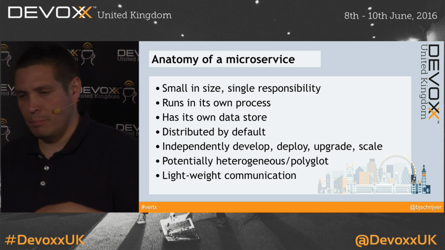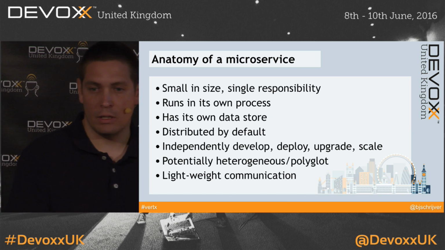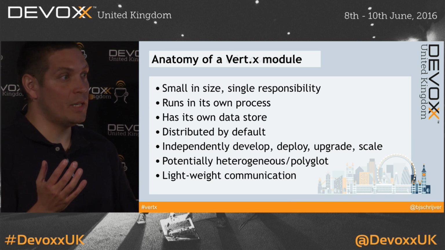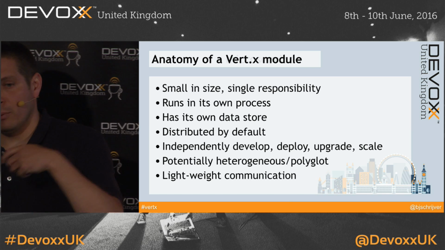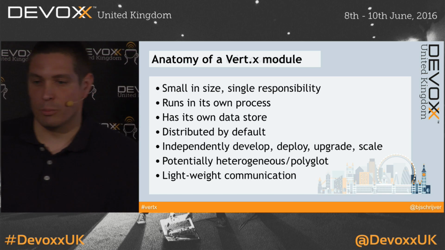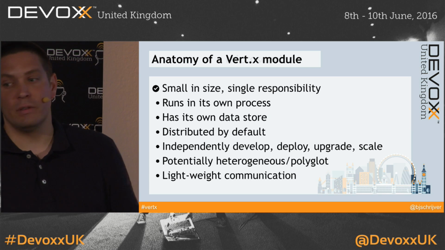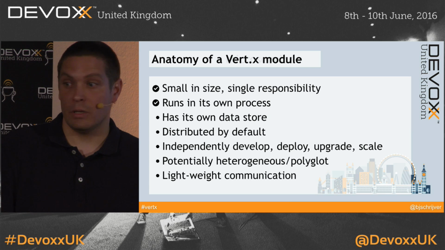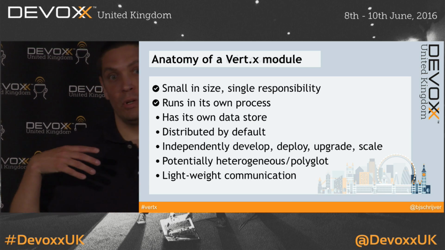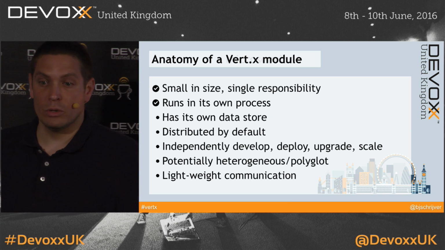So what happens if we plot a Vert.x module on this? Take a look at the very dynamic thing happening on top there. The slide basically stays the same. Let's see if we can map the Vert.x characteristics to microservice characteristics. Is it small in size? Does it have single responsibility? Small, yes. Single responsibility depends on how you develop it, but yes, it can definitely fit. Does it run in its own process? Yes, well, you can choose: putting several verticals inside one JVM, or putting every vertical in its own JVM, but it definitely can run in its own process.